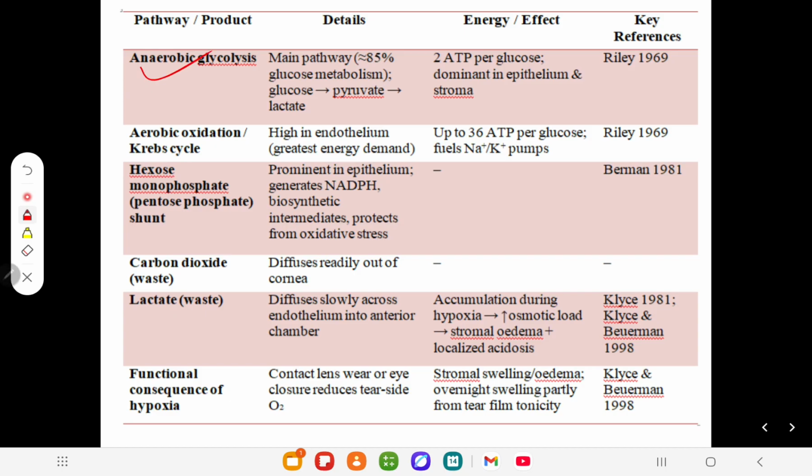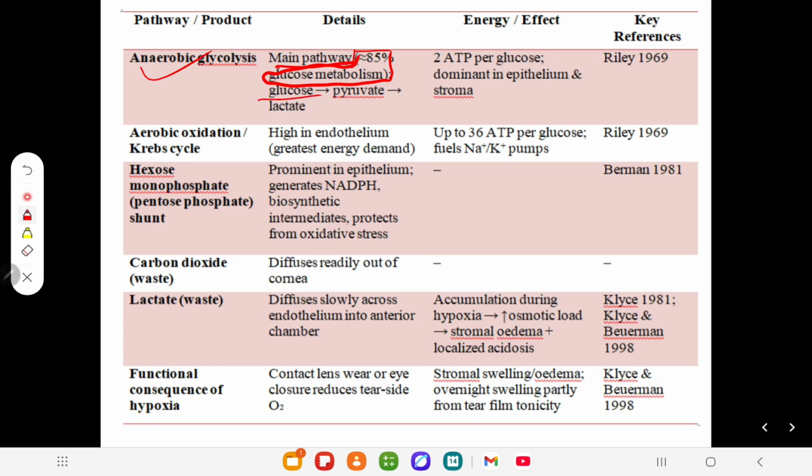See, anaerobic glycolysis. It's very funny that optometry students don't know that the main pathway for the cornea is the anaerobic pathway. Quite 85% of glucose metabolism happens anaerobically. That's quite surprising though. If you are not reading well, just try to emphasize it. 85% of the glucose metabolism is actually happening anaerobically in the cornea. Just remember this thing, okay? So what is that pathway?